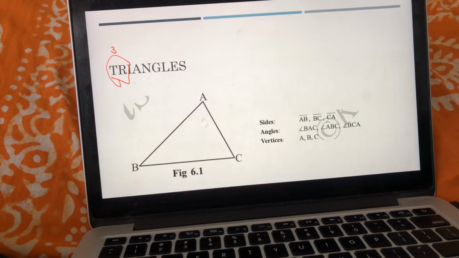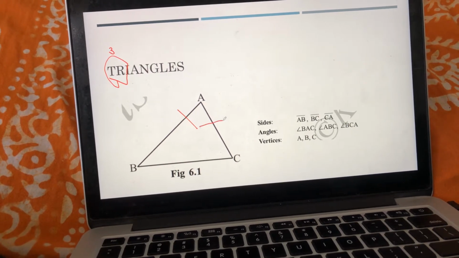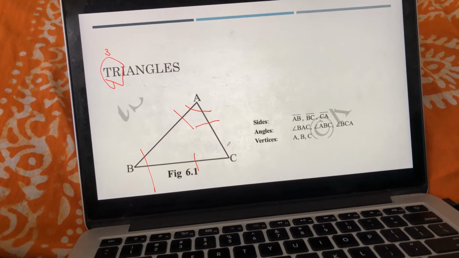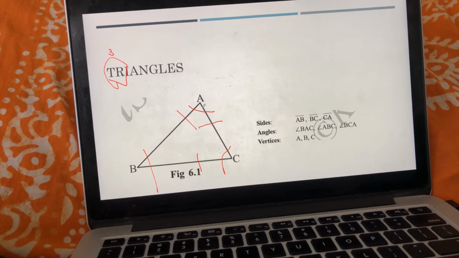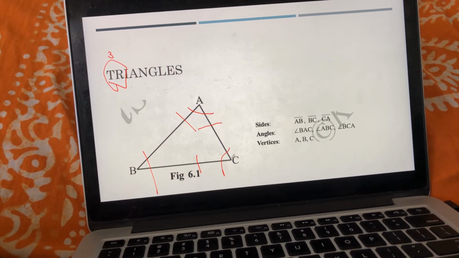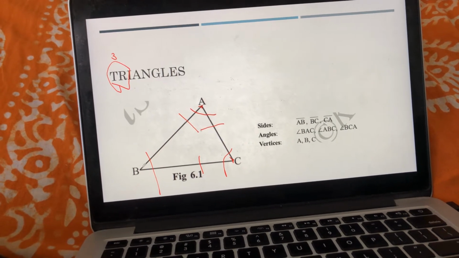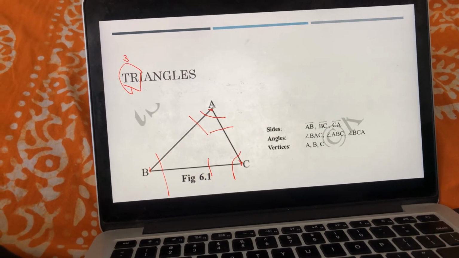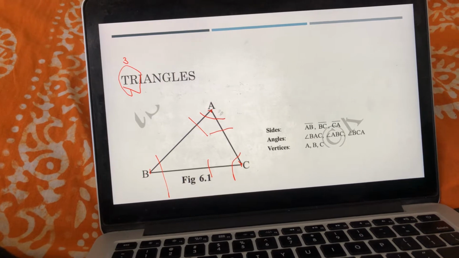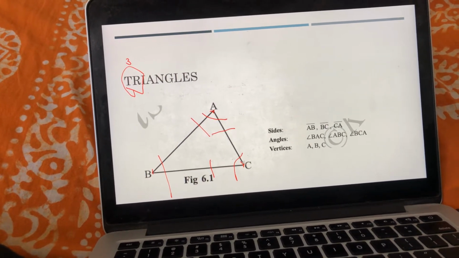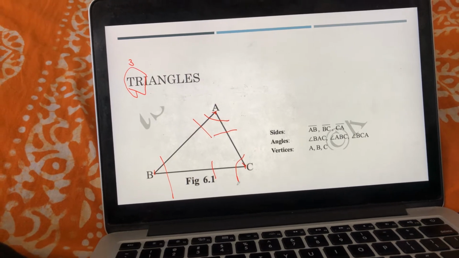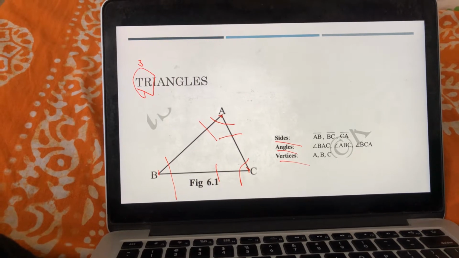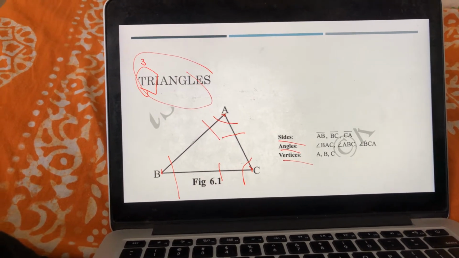This is a closed shape ABC, and here we have three line segments AB, AC and BC, which intersect at A, B and C, giving rise to three different angles. So it has three different intersection points, three different angles and three different line segments. A triangle is a closed shape with three line segments intersecting at three different locations, giving rise to three different angles. So we have three sides, three angles, three vertices. So it's called a triangle. ABC is a triangle.